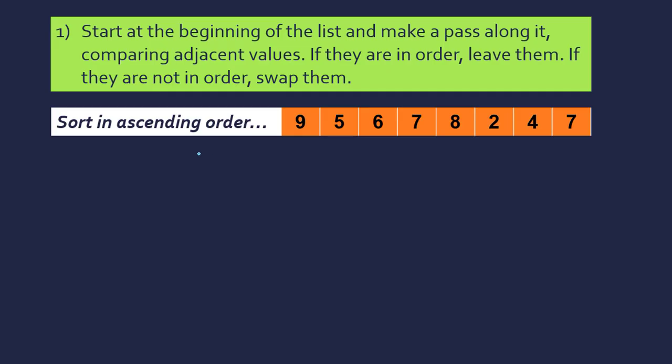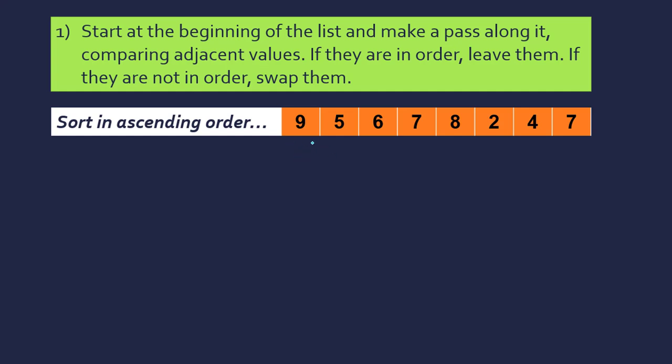Okay, so we've got a list and we want to put it in ascending order using bubble sort. So let's follow this instruction. We start at the beginning of a list and make a pass along it. I'm going to show you one pass and then skip the other passes, because this is very tedious to do, as most algorithms are if you actually follow them by hand.